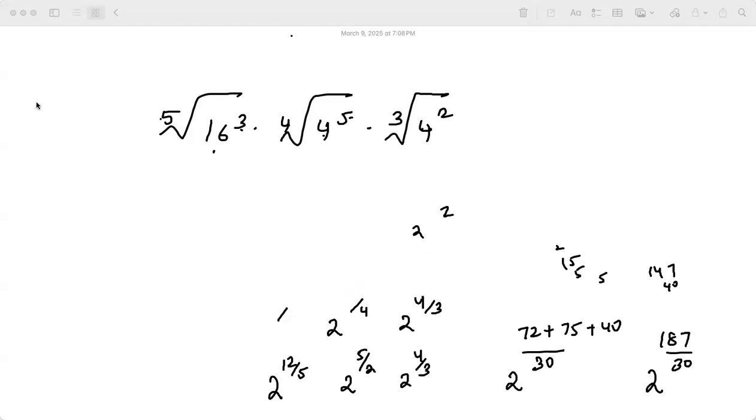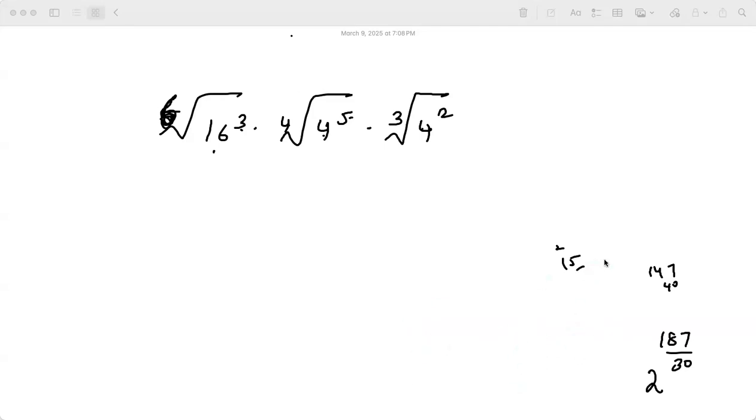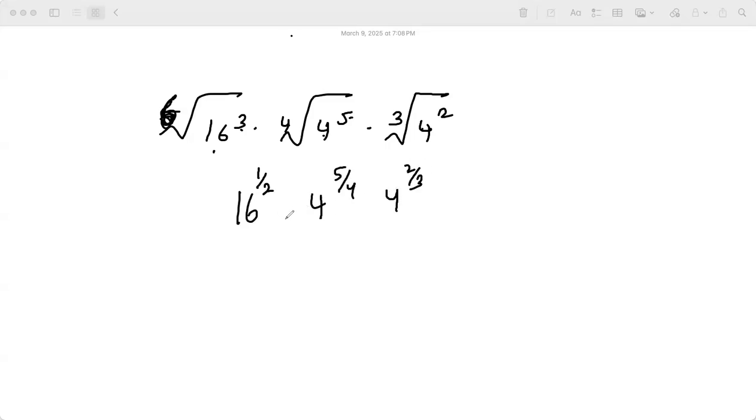So now can we go ahead and try this one? 6th root of. I'll do it on the board otherwise, because I first gave you the incorrect power, right? So let me do it on the board. So this would be 16 power of 3 by 6, 1 by 2, 4 power of 5 by 4, 4 power of 2 by 3. Now what would happen?